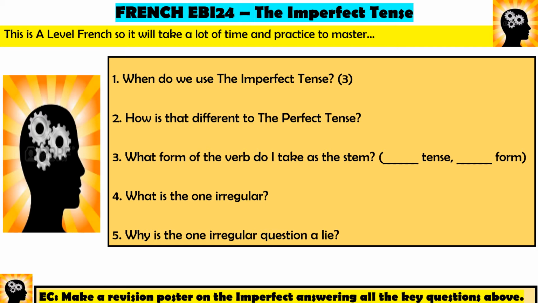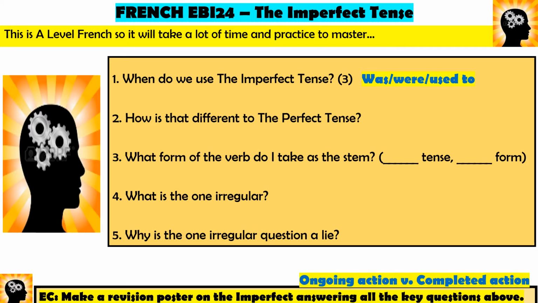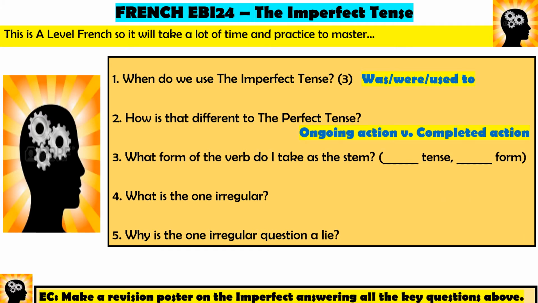Alors mes enfants, so let's do what we did. When do we use the imperfect tense? For an ongoing action in the past, when you want to say was, were, used to. Simple. How's that different from the perfect? The perfect is a completed action. I did my homework. The imperfect is an ongoing action. I was doing my homework. Easy, right guys? That's the concept.